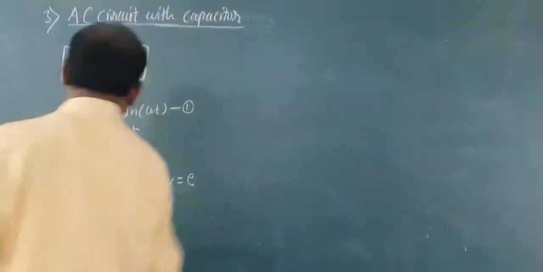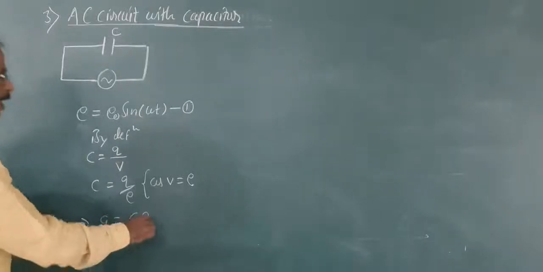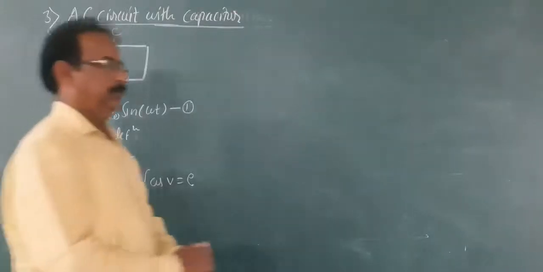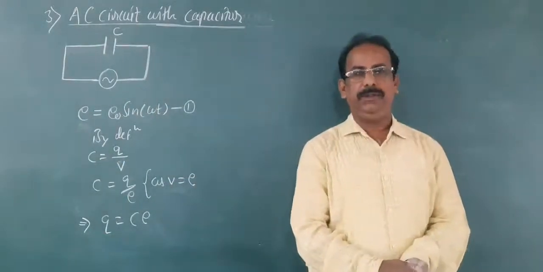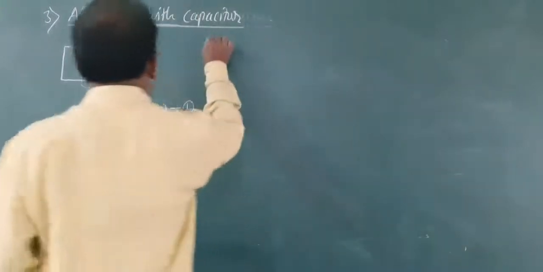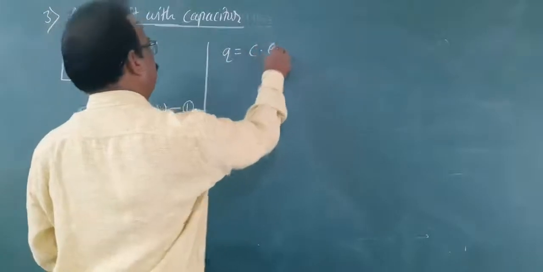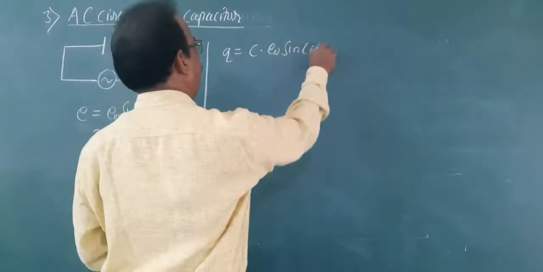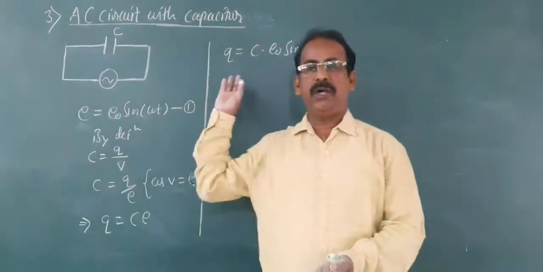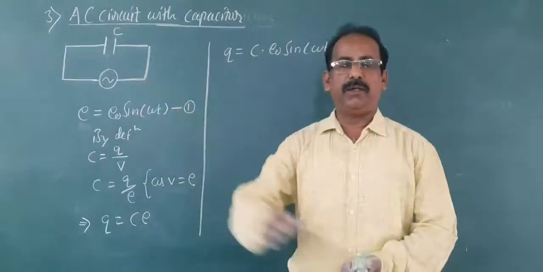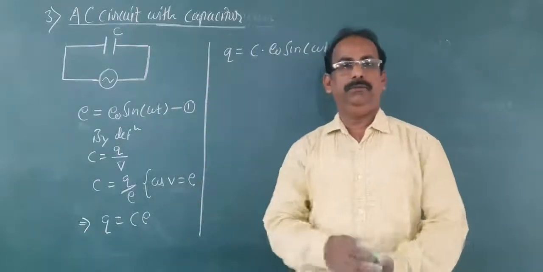From this we can write the charge stored in the capacitor: C times E. Writing the value of EMF at time t, we get Q equals C into E0 sine of omega t. This is the charge that gets stored in the capacitor when alternating current flows through it.